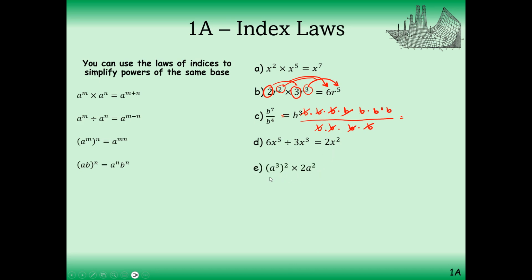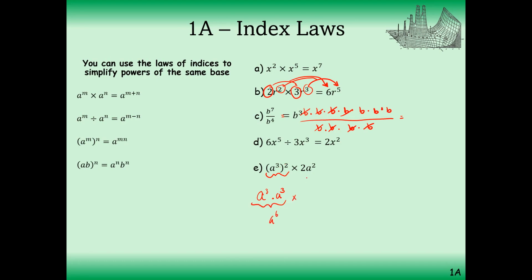In this next expression, you have to first evaluate this power here. So this means that a cubed is multiplied by a cubed again. So the fact that you have two lots of powers of 3 means that you can multiply 2 by 3, and you would end up with a to the power of 6.